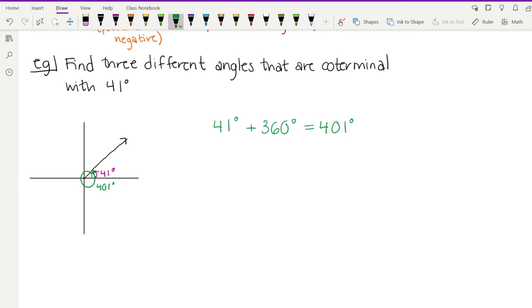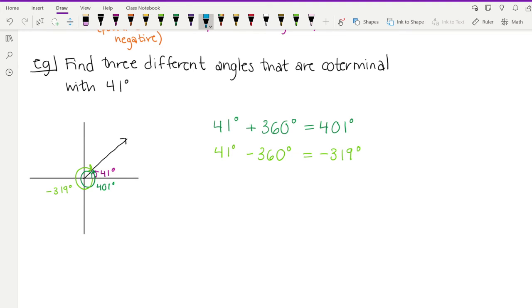So maybe now let's try to do a negative angle. So our negative angle could be, we could subtract 360. We could subtract also 2 times 360. We could subtract 3 times 360. We can subtract or add as many multiples of 360 as we want. Maybe let's just do 1 times 360 to keep things simple. So 41 minus 360, that would be negative 319 degrees. So what would that look like? Well, that would look like going like this. This would be negative 319 degrees. So it's like starting at the same initial side on the x-axis and going the opposite direction and just landing 41 degrees shy of 360.